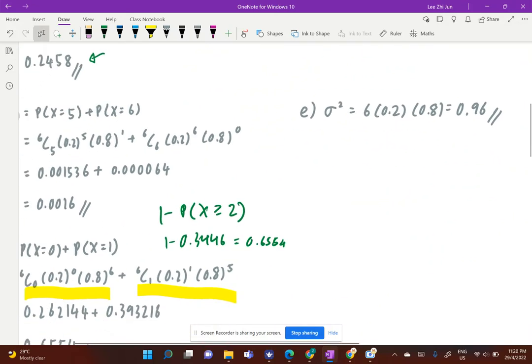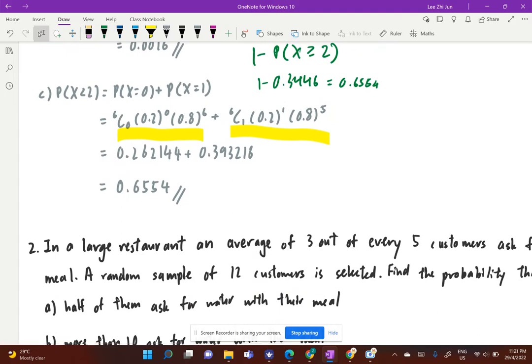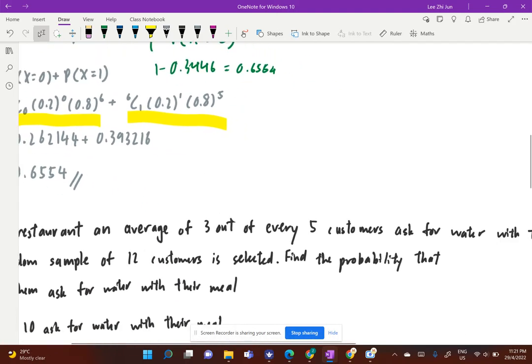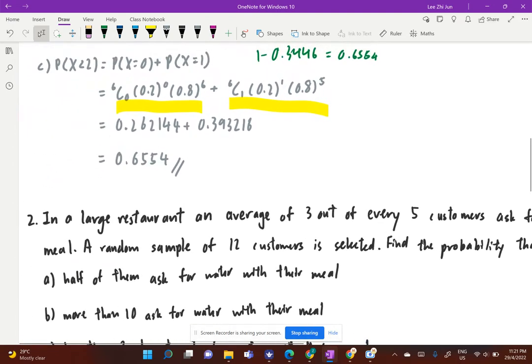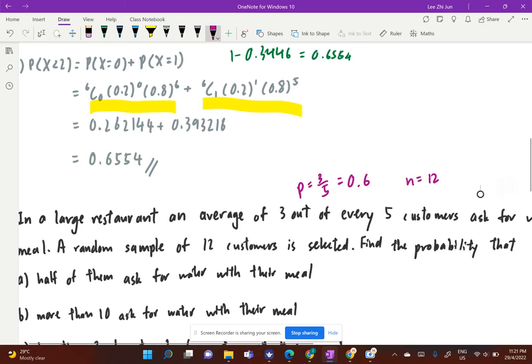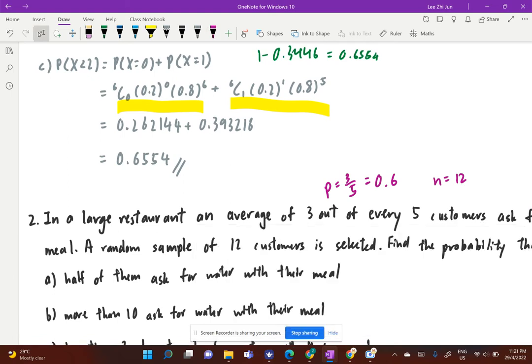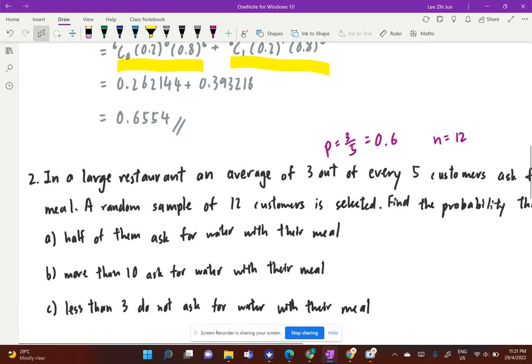Okay, so question 2. A large restaurant offers an average of 3 out of every 5 customers ask for water with their meal. So as you can see, the probability of success will be 3 over 5, so I write it as decimal 0.6. A random sample of 12 customers, so n will be 12. Find the probability that half of them ask for water with their meal.